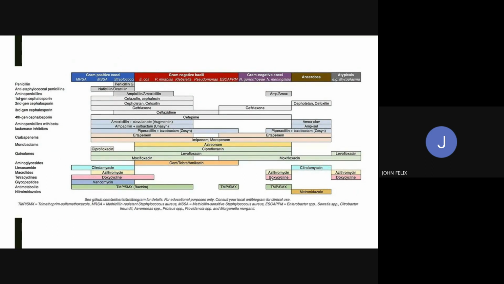This is an important chart, the spectrum of activity chart. In the left corner, we have the names of the antibiotics, and then at the top we have gram-positive cocci, gram-negative bacilli, gram-negative cocci, anaerobes, and atypicals. So when we see a drug, let's see the first gen cephalosporins here. This covered MSSA, streptococci, E. coli, Proteus mirabilis, Klebsiella. Whereas the fourth gen cephalosporin covered MSSA, streptococci, and all the gram-negative bacilli as well as cocci. In this way, you can refer to this chart for treating a patient and selecting an appropriate antibiotic for an organism. Next slide.